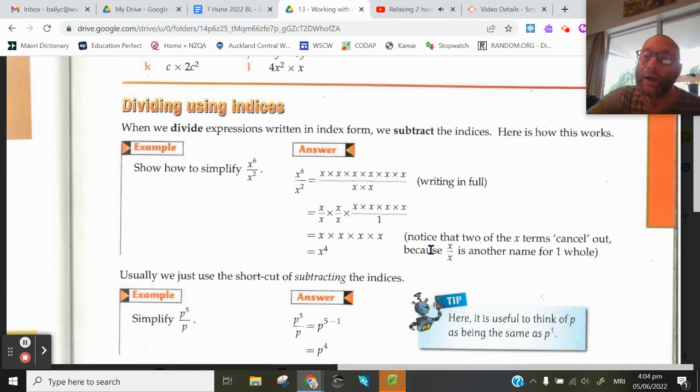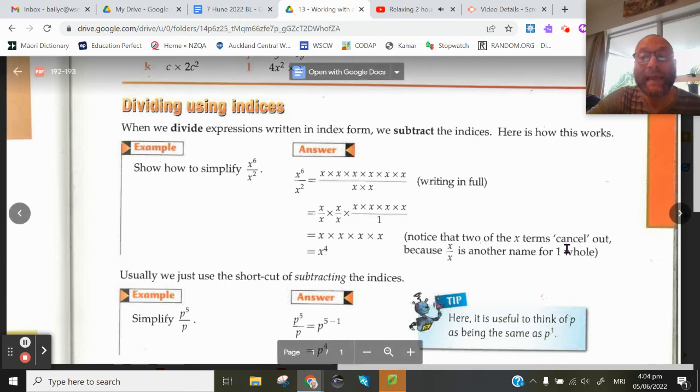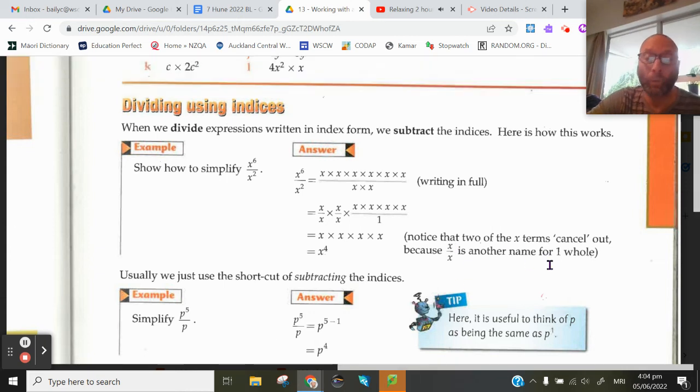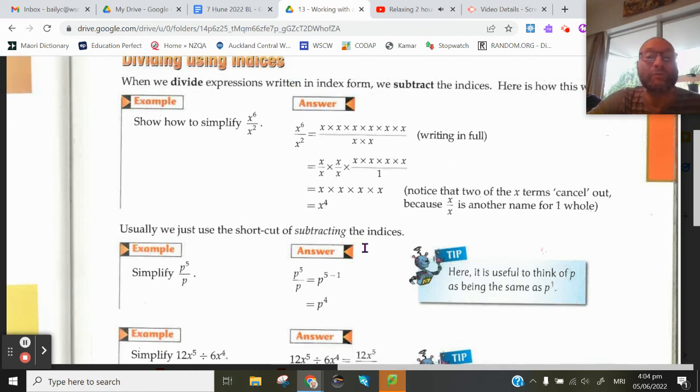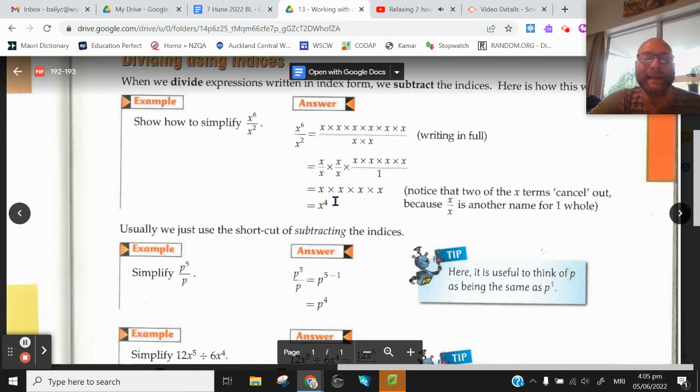So what happened there, notice that two of the x terms canceled each other out because x over x is another name for one whole. And usually we just use the shortcut of subtracting the indices. So there's no need to write it all out unless that really helps you.